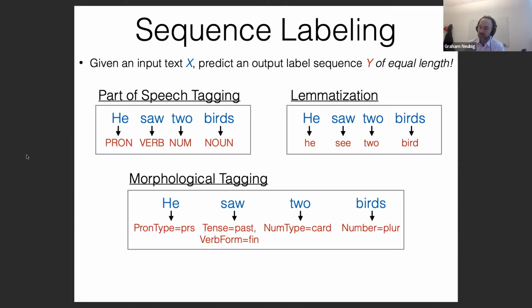Another variety is morphological tagging. We're going to be talking about morphology in about 2 classes, but basically it's predicting various features of the word. For example, here we have "saw" becomes the past tense and a finite verb form. It's a number and the type is a cardinal number. This is plural, for example. So this can become more complicated with languages that have more complicated morphology. And there are other ones as well.